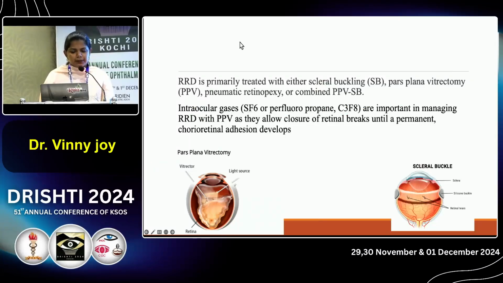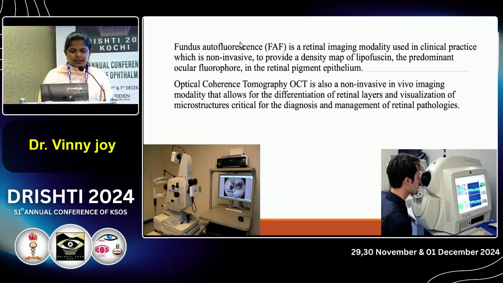Rhegmatogenous retinal detachment is primarily treated with either scleral buckling, pars plana vitrectomy, pneumoretinopexy, or combined vitrectomy and scleral buckling. Intraocular gases are important in managing RRD with vitrectomy, as they allow closure of retinal breaks until a permanent chorioretinal adhesion develops. Fundus autofluorescence, or FAF, is a non-invasive retinal imaging modality used in clinical practice to provide a density map of lipofuscin, the predominant ocular fluorophore in the retinal pigment epithelium. And optical coherence tomography, or OCT, is also a non-invasive in vivo imaging modality that allows for the differentiation of retinal layers and visualization of microstructures.